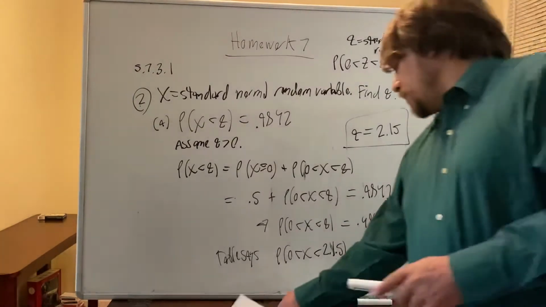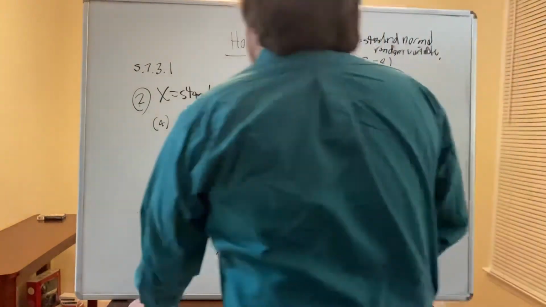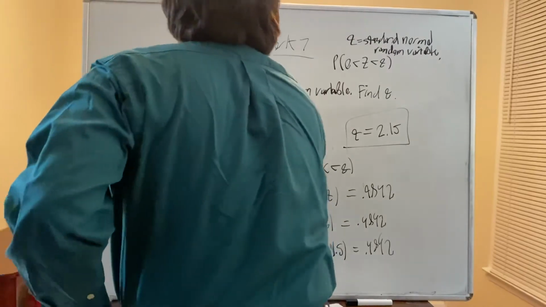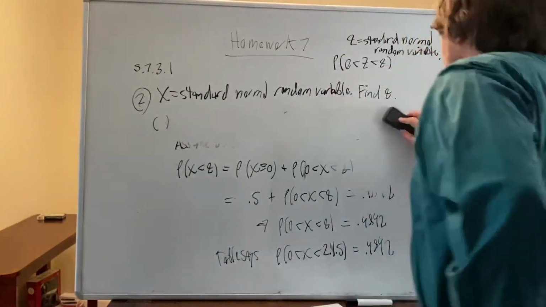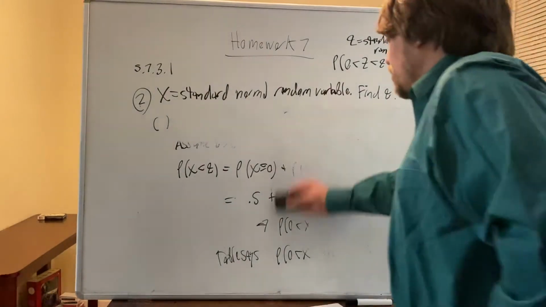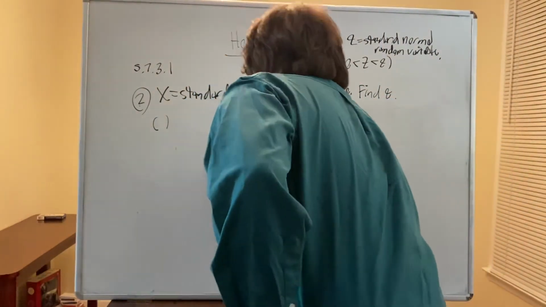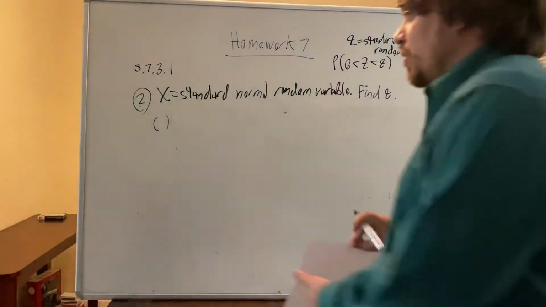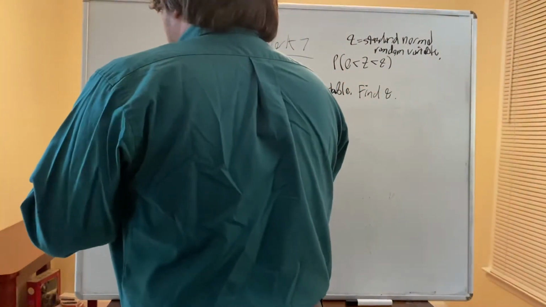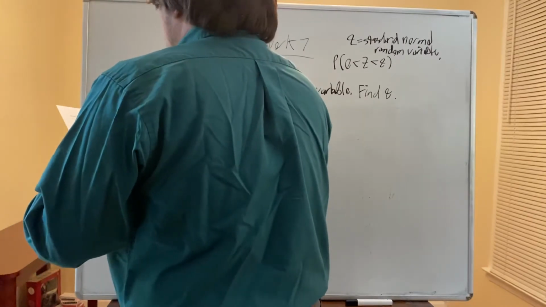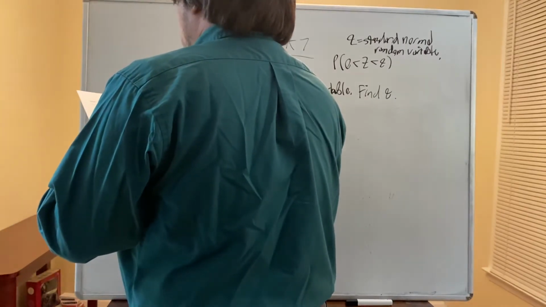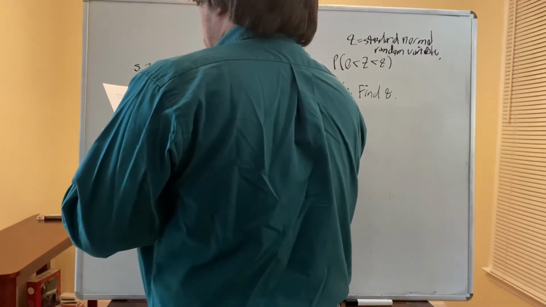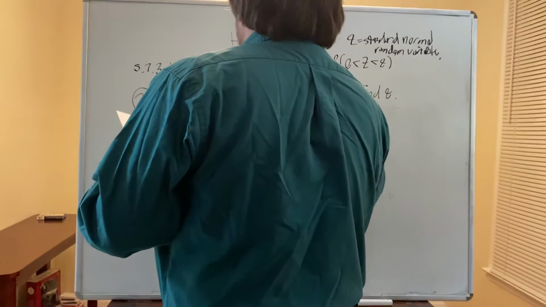Okay, so let's do another one. Now this is when x is less than that z, right? So you have to use the fact that the probability of x being less than or equal to 0 is 0.5, and the probability that x is greater than or equal to 0 is 0.5, when you have x as a standard normal random variable. So let's do part B. It says the probability that x is greater than z is equal to 0.3085.